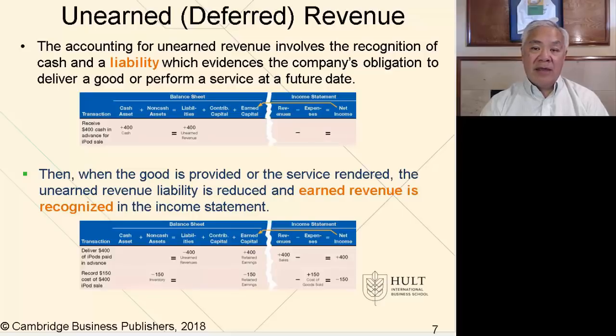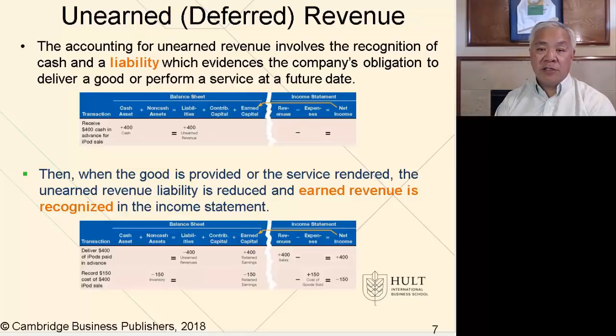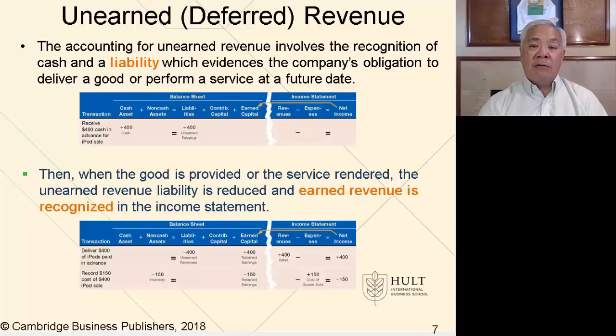Now that product didn't come out of thin air, so you have to reduce inventory by the cost of goods sold for what you just provided to the customer. In this case, it's $150. So cost of goods sold goes up by $150, which is a negative $150. And you're going to reduce inventory because you now are missing some inventory because you just sold it. So you have a negative inventory of $150.